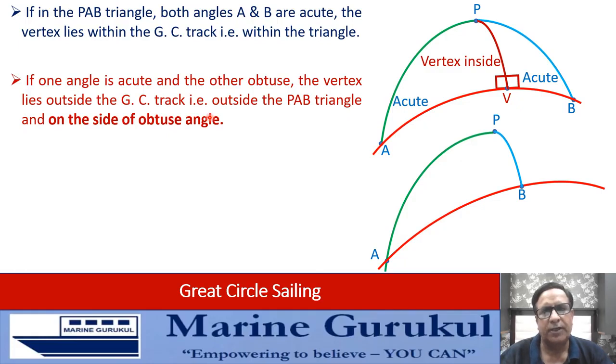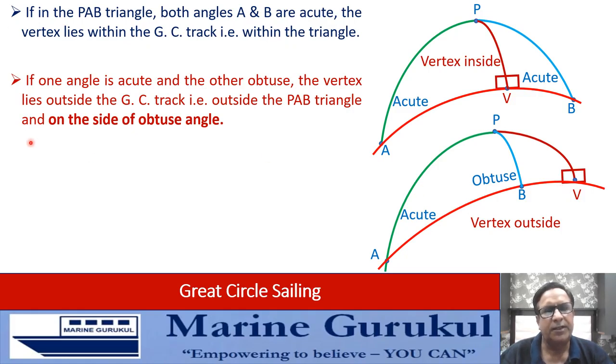PAB triangle solved for angle A and B, angle A found to be acute, but angle B found to be obtuse. Now in this case, the vertex shall not lie on the track between AB. It shall be outside the track, and the closer one shall be on this side of the great circle, that means towards the obtuse angle. So we mark a point somewhere here as vertex. So here is vertex, we draw its meridian through the pole. Needless to say, it will make an angle of 90 degrees with the great circle.